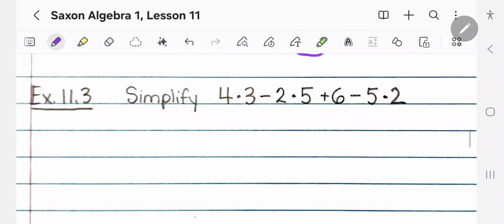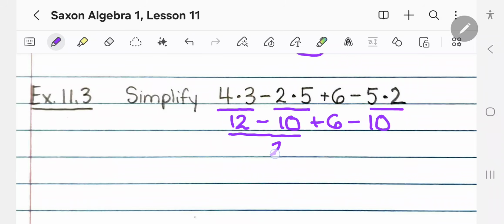11.3, we're going to look for our multiplications. Here's one, and here's one. So let's do those. 4 times 3 is 12. Copy down the minus. 2 times 5 is 10. Copy down the plus 6 and a minus. 5 times 2 is 10. Now we go from left to right. 12 minus 2, or 12 minus 10 is 2. And 2 plus 6 is 8. And 8 minus 10 is negative 2.